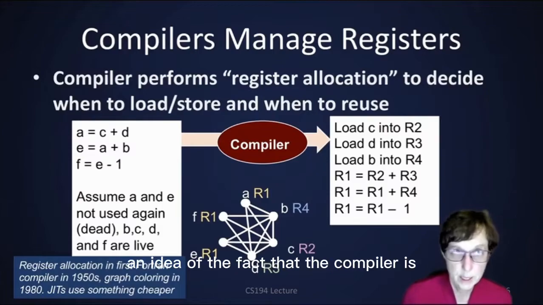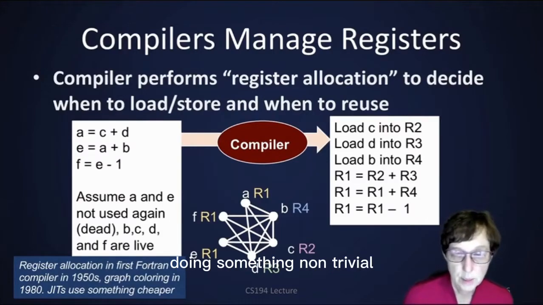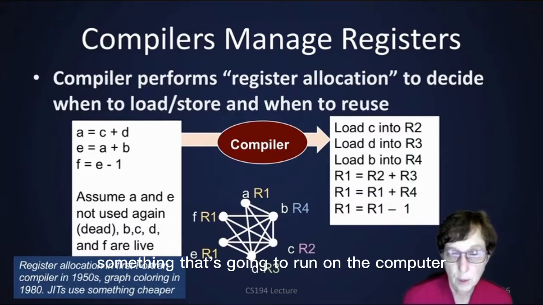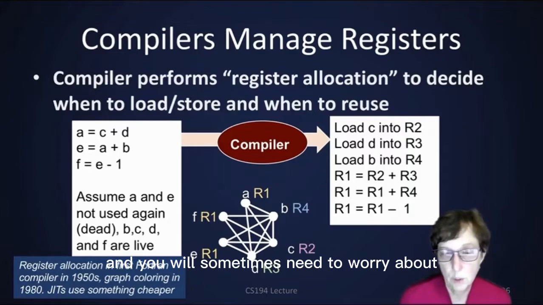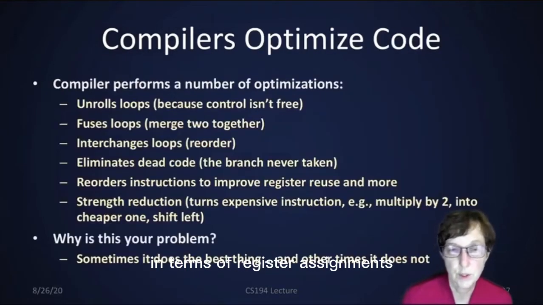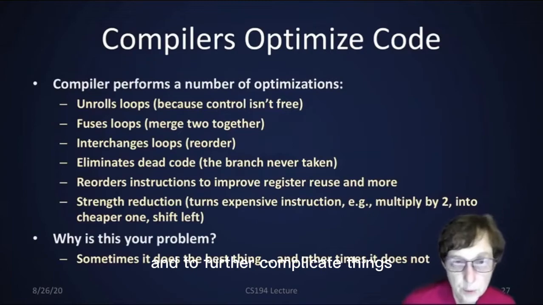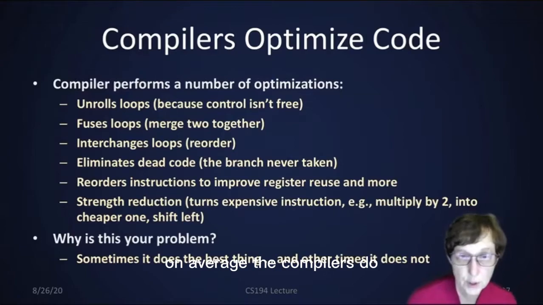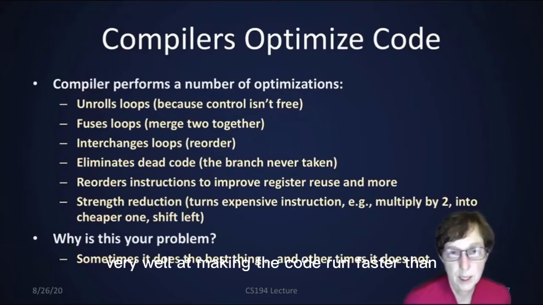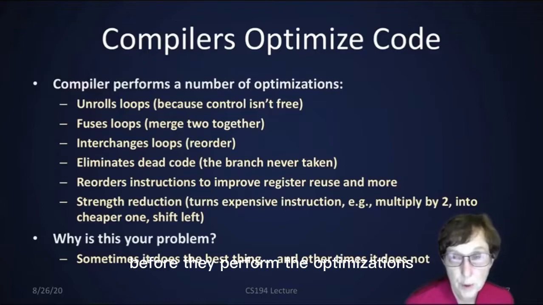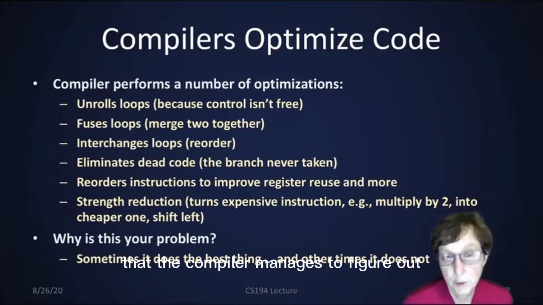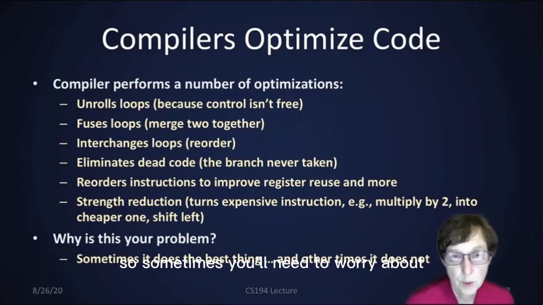But that just gives you an idea of the fact that the compiler is doing something non-trivial to turn your application code into something that's going to run on the computer, and you will sometimes need to worry about exactly what it's doing in terms of register assignments. And to further complicate things, the compiler will optimize your code. So this is generally great. On average, the compilers do very well at making the code run faster than before they perform the optimizations, but it's not always the case that the compiler manages to figure out the right thing to do. So sometimes you'll need to worry about that when you're doing performance programming.